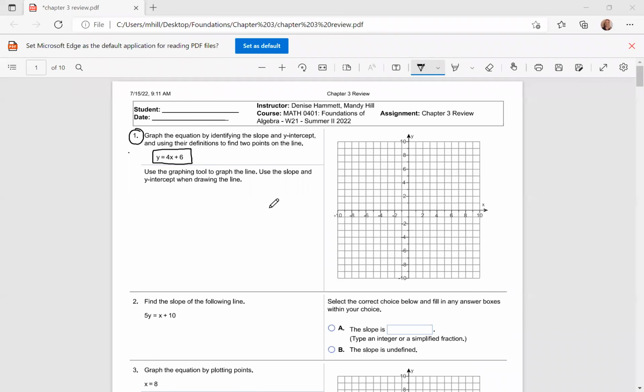I would write down problem number 1, y equals 4x plus 6. They want me to find the slope and the y-intercept, and they want me to graph that. So you might want to draw a real quick XY axis.